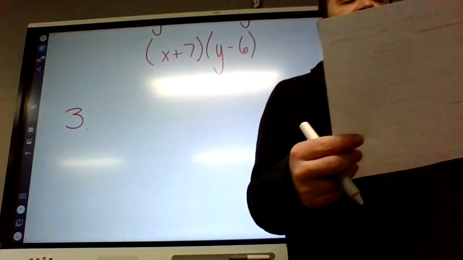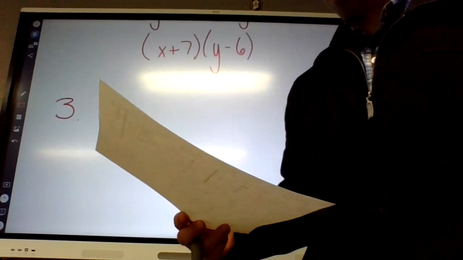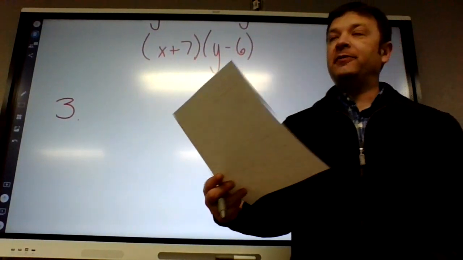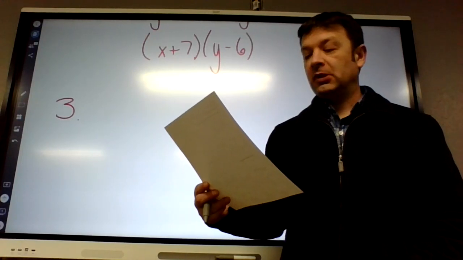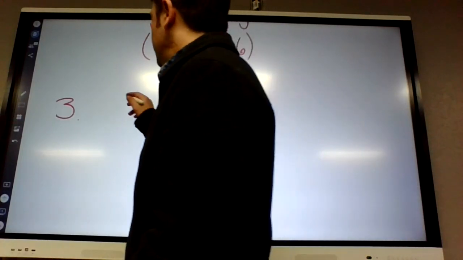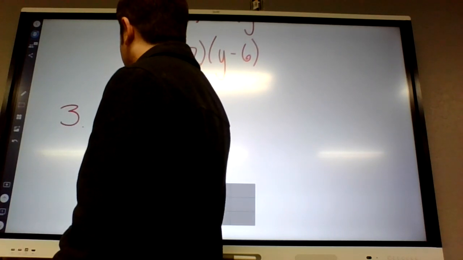So the direction said factor out the common monomial. That's telling you to take stuff out. So what can we take out of this? Oh, 3. You don't have to, but since they're both negative, I'm going to go ahead and take a -3 out.